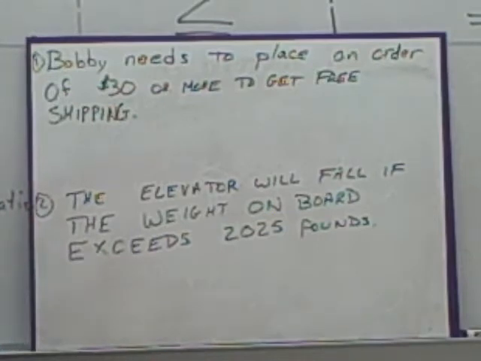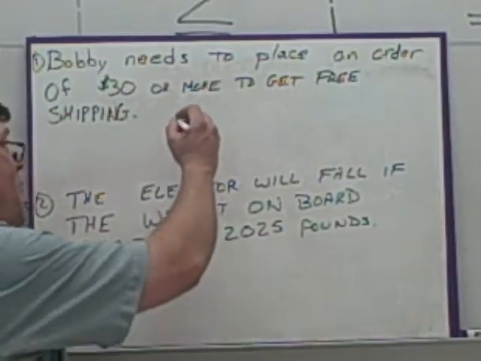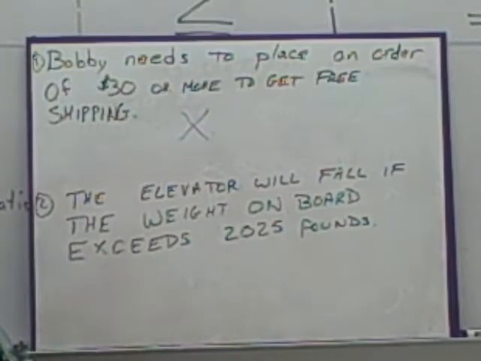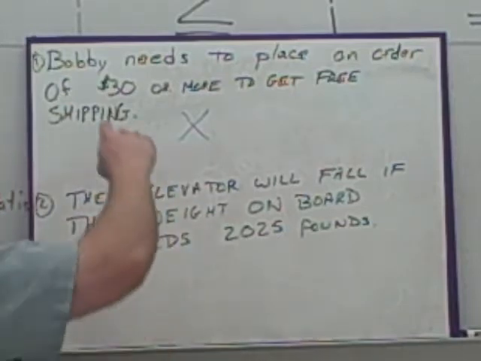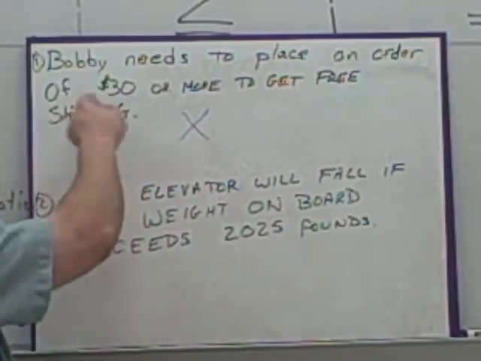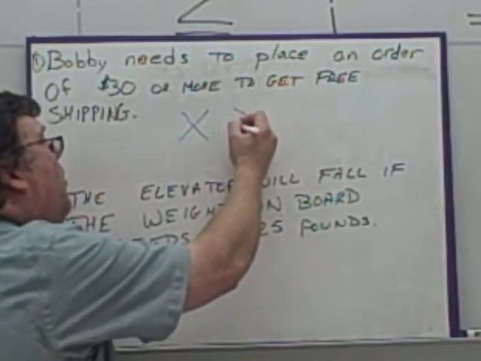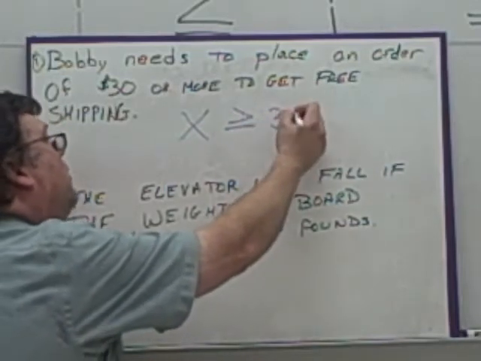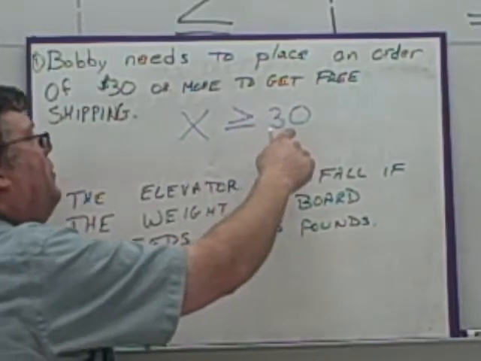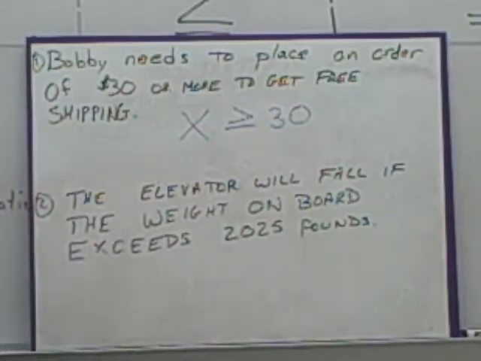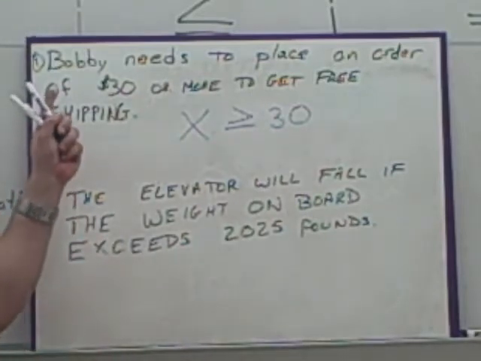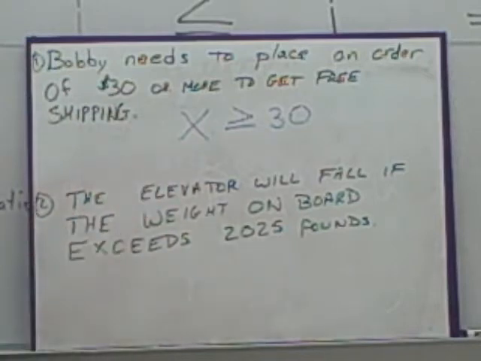Bobby needs to place an order of $30 or more to get free shipping. $30 or more. We're going to start off with a variable x because we don't know how much his order is, do we? I could use O for order, but it looks too much like a zero, so I'm going to call it x. Of $30 or more. This is that "of blank or more," which was a key word for greater than or equal to 30. His order needs to be greater than or equal to 30 in order for him to get free shipping. That's how I translated this text into an inequality.